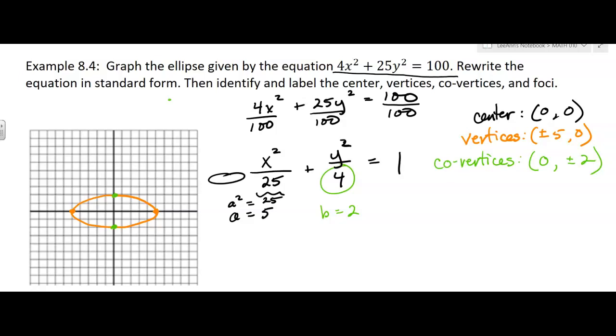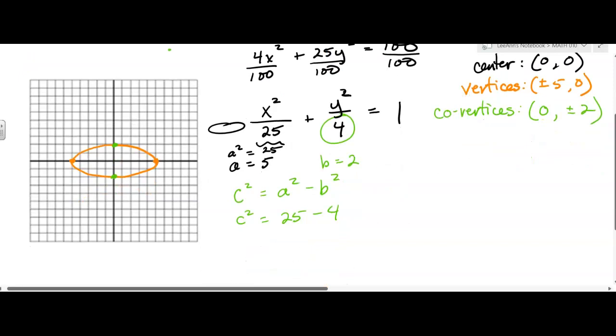Okay, so again, the foci, we have to figure out C. C squared is equal to A squared minus B squared. Or C squared is going to equal 25 minus 4, which means C squared is equal to 21. And so C is equal to plus or minus the square root of 21. That allows us to get the information for the foci.